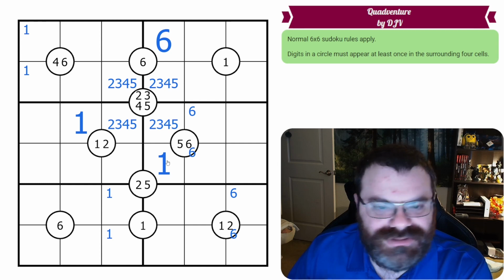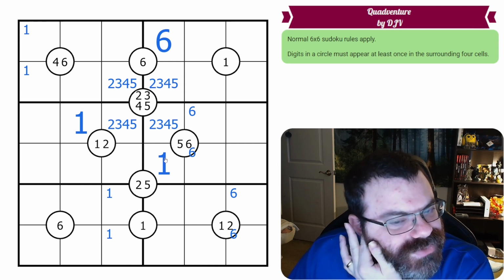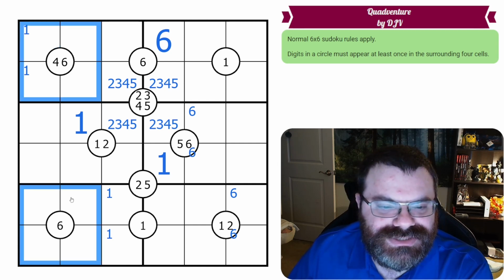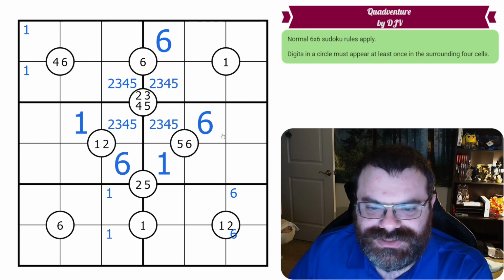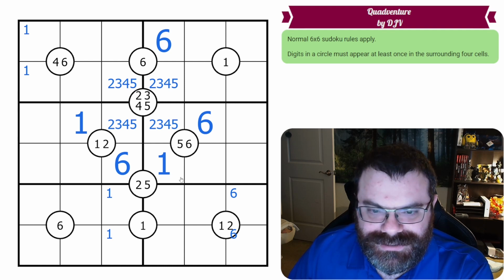All right. Sorry for the long-winded explanation, but I wanted to cover both ways to do that. Same thing happens with 6. These 6s align. It has to be in here. It can't be here, so it's here. And that places a 6. So there's a lot of symmetry going on here.